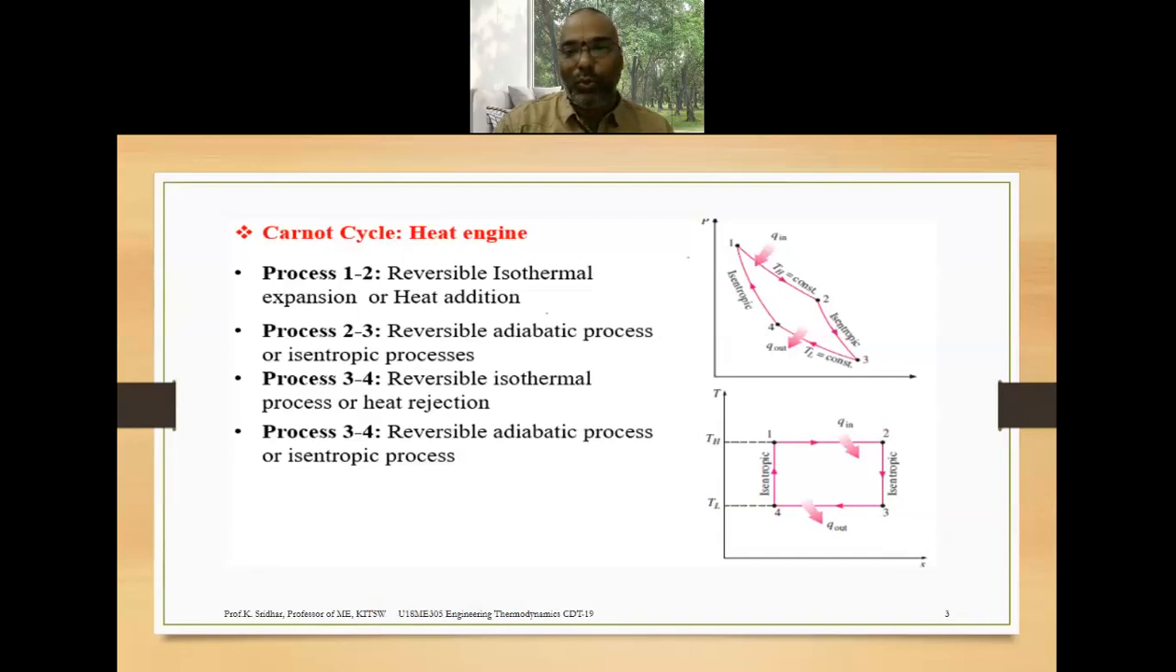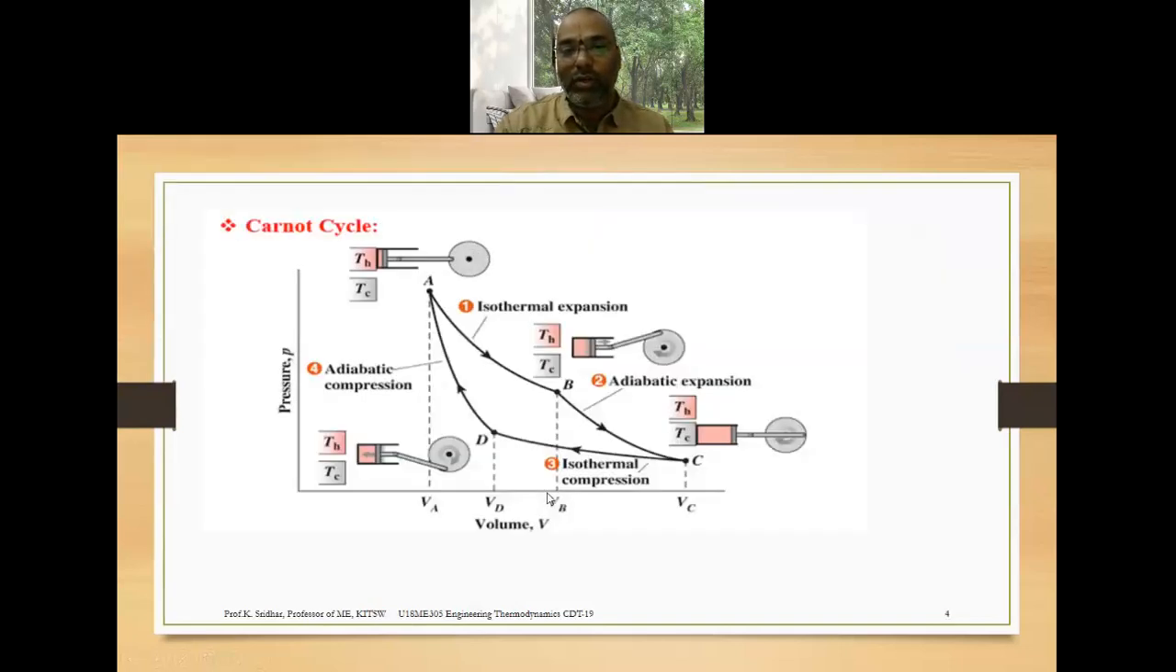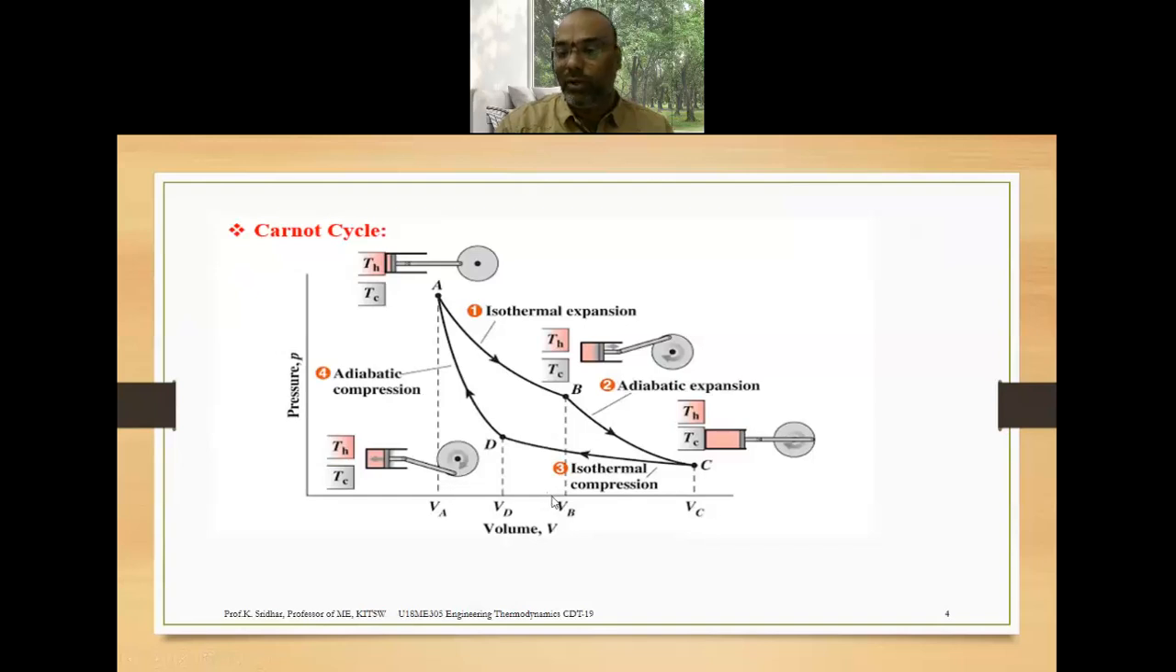So 2 to 3 is the isentropic expansion process, and similarly, sorry, not 3 to 4, it is 4 to 1. 4 to 1 is the isentropic compression process. So here you have to remember the various processes in the Carnot cycle: two reversible isothermal processes and two reversible adiabatic, or isentropic, processes. This is very important, that is, the basic processes in the Carnot cycle, which we explained through the PV diagram and the TS diagram.